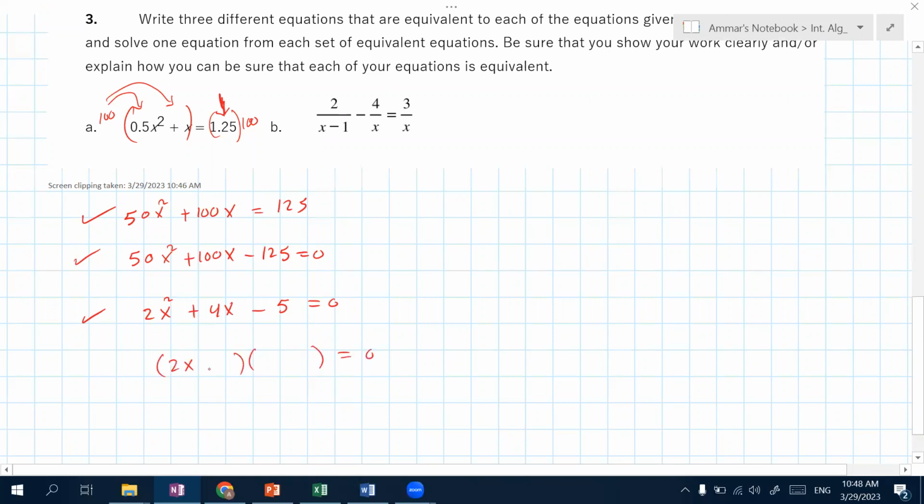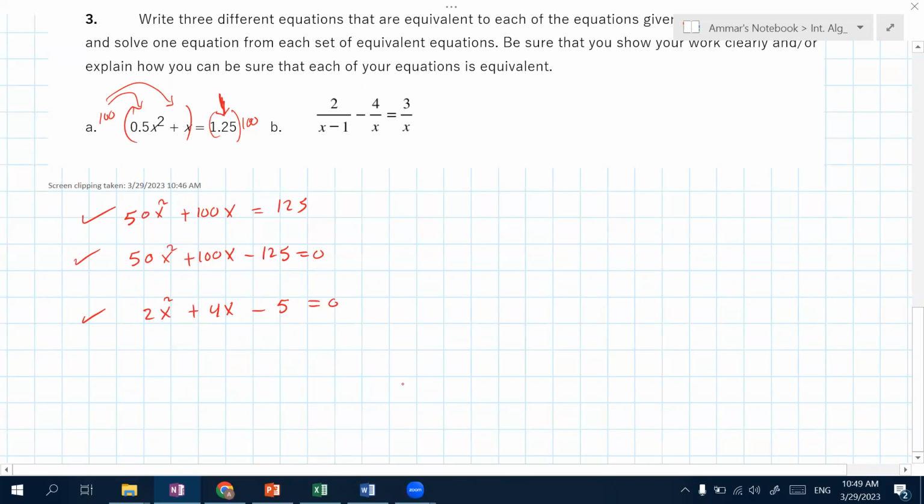We factor it. 2x can be split into 2x times x. We ignore 4x for the moment, and now we split negative 5 into two numbers, negative 5 and positive 1. But if you FOIL it, you will not get the middle term. So it seems that factoring cannot be done with whole numbers, maybe. So let's do the quadratic formula.